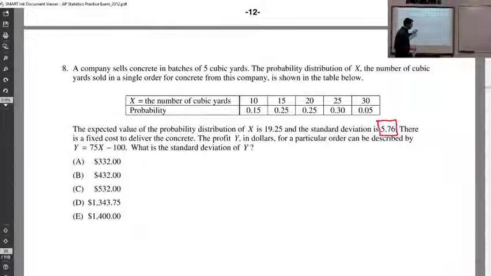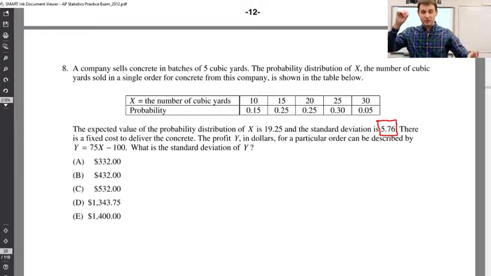Well, standard deviation, if I multiply all the values by 75 and subtract 100 from all the values, remember what that's going to do to the mean: it's going to multiply by 75, subtract 100. To the standard deviation, it's going to multiply by 75, but it's not going to subtract 100.